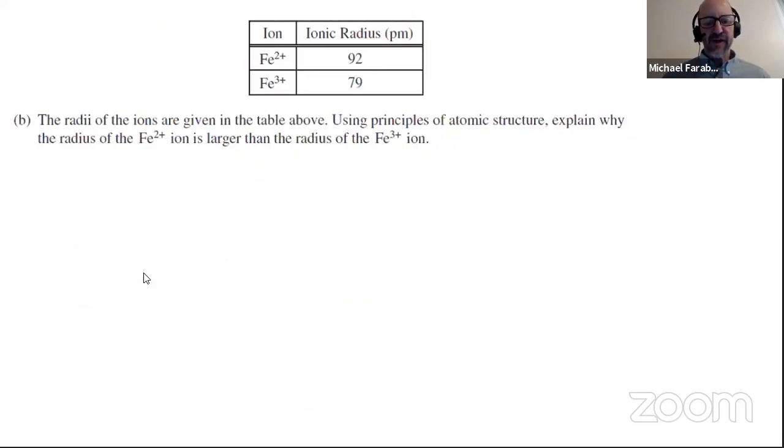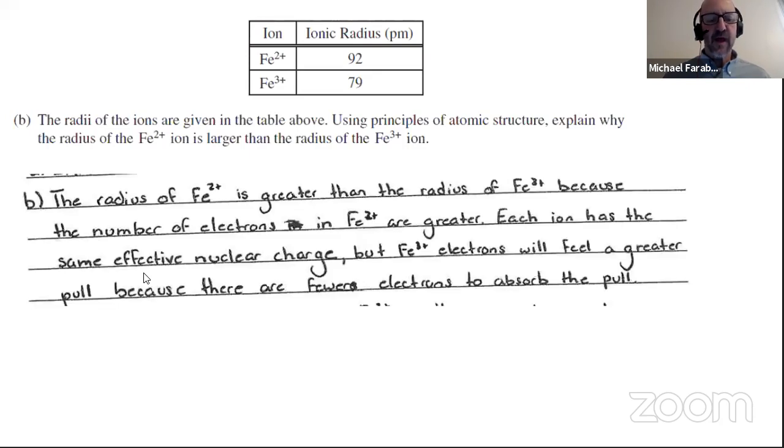All right, this has to do with atomic structure. We're given iron with a charge of +2 and iron with a charge of +3, and we're also given the ionic radii for these ions. The radii are given in the table above. Using principles of atomic structure, explain why the radius of iron 2+ is larger than the radius of iron 3+. Here is what the student said. The radius of iron 2+ is greater than the radius of iron 3+ because the number of electrons in iron 2+ are greater. Each ion has the same effective nuclear charge, but iron 3+ electrons will feel a greater pull because there are fewer electrons to absorb the pull.